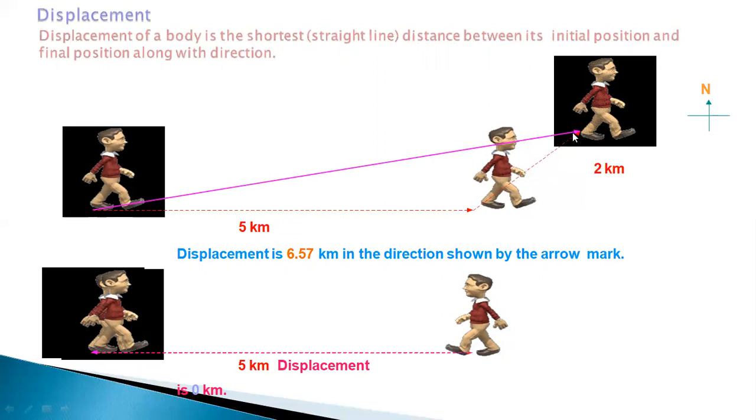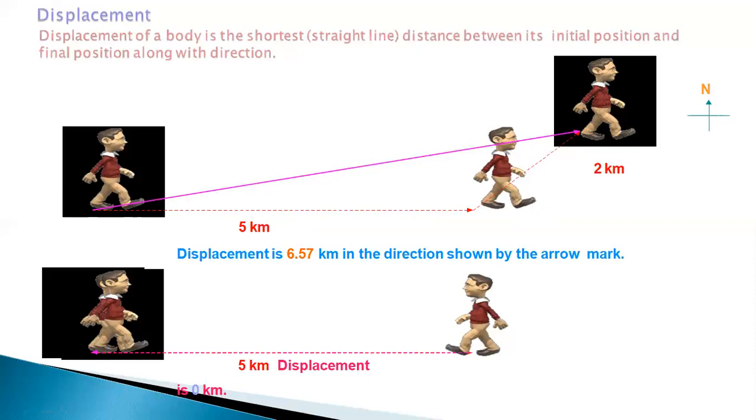So here in this picture, what happens? The total distance traveled by the man is 5 plus 2 kilometer. But the total displacement by the man is found from the initial position to the final position. From initial position to final position, we will take the shortest distance. We will take the shortest line and that gives us the displacement. Okay, if it is 5 kilometer and if it is 2 kilometer, so by calculation, we will get that displacement is how much? 6.57 kilometer. But the distance is how much?